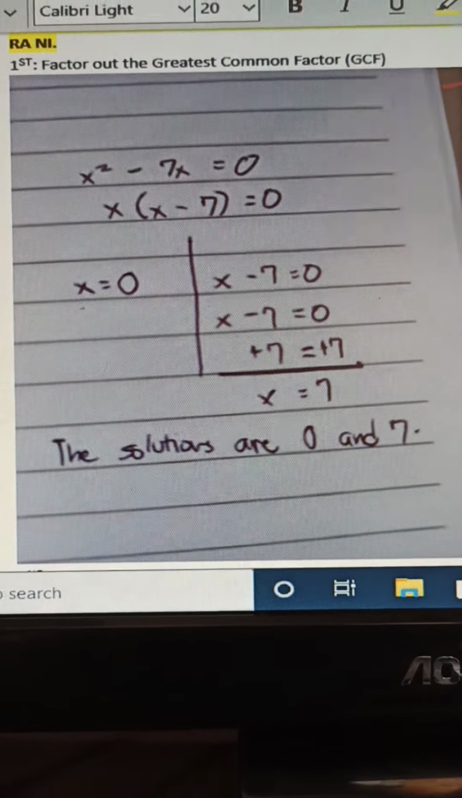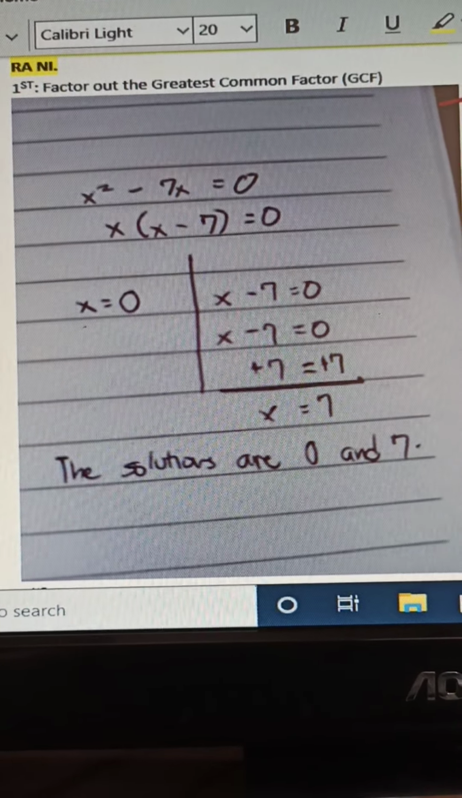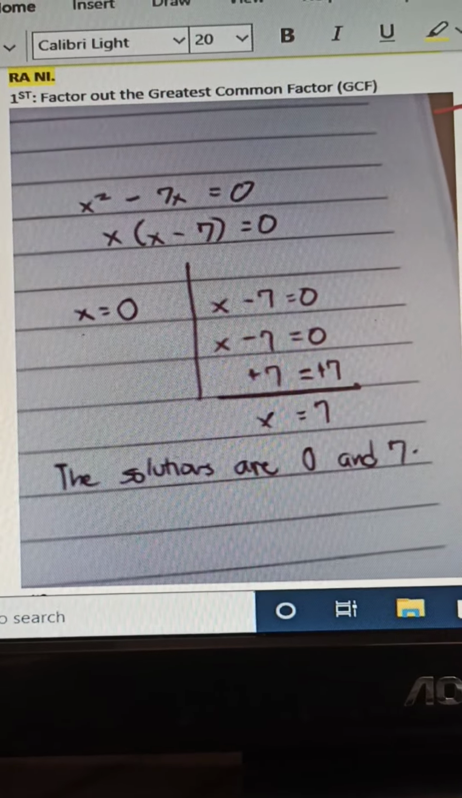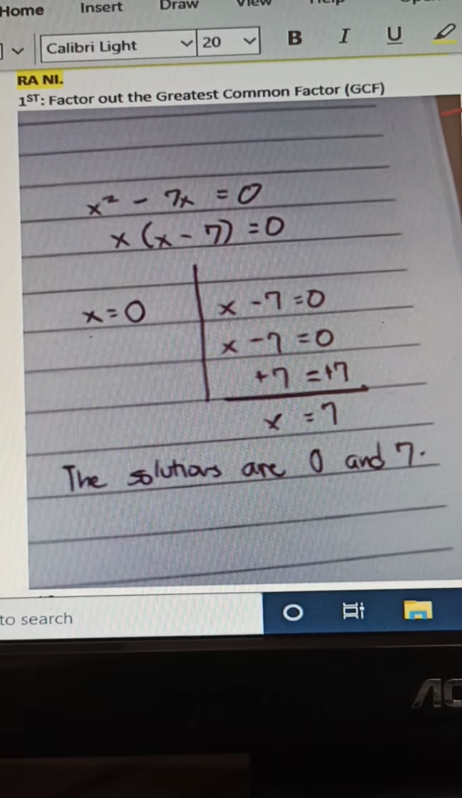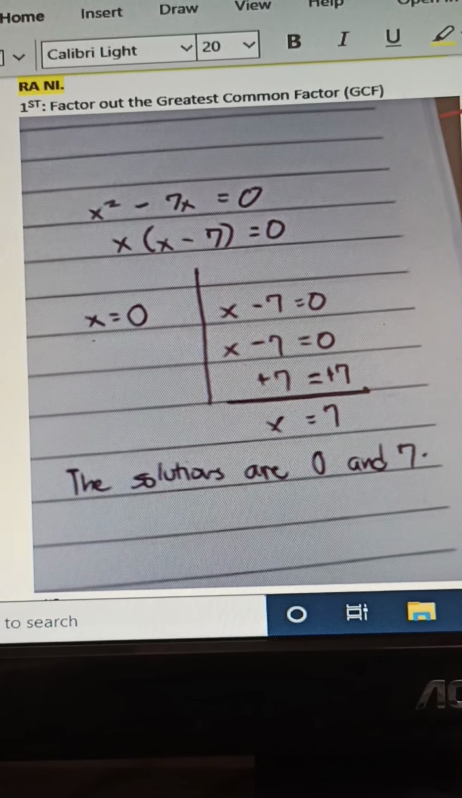So first, let's start with GCF, greatest common factor. We have here x squared minus 7x equals 0. We are going to factor it out, and it will become x inside parentheses, x minus 7 equals 0.